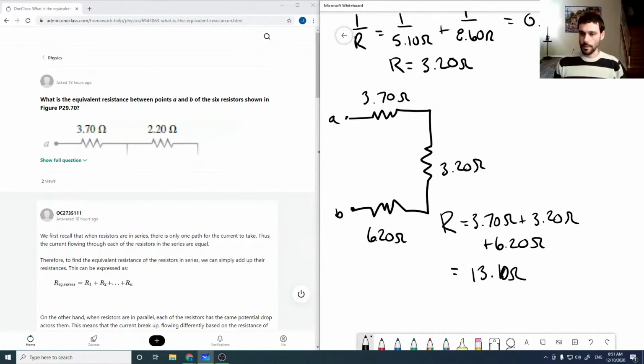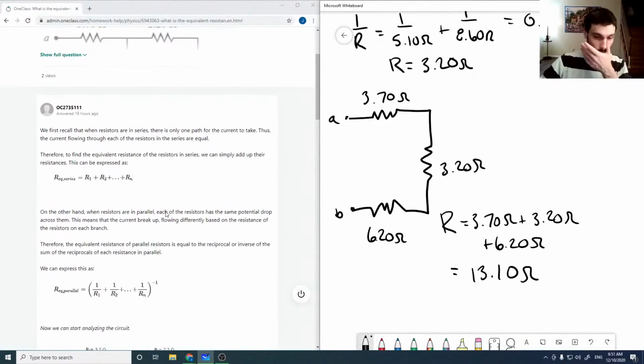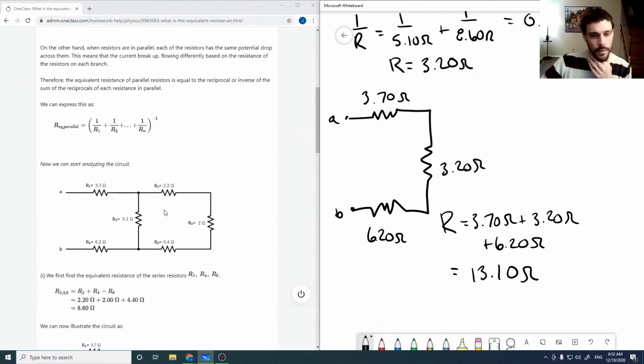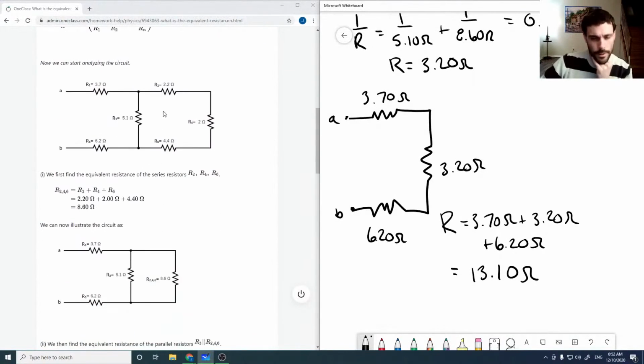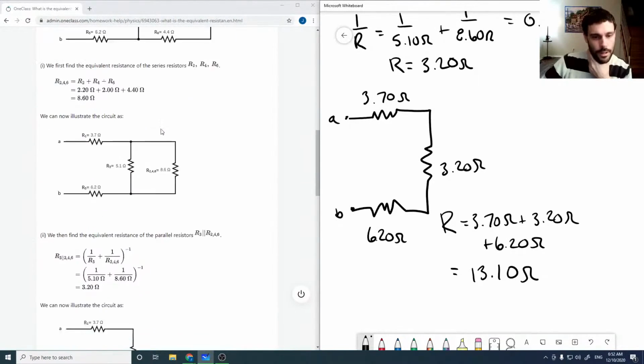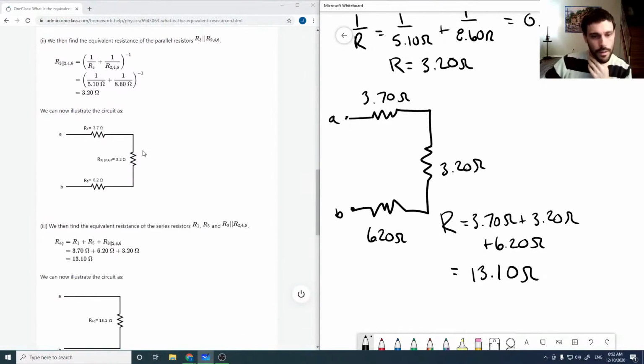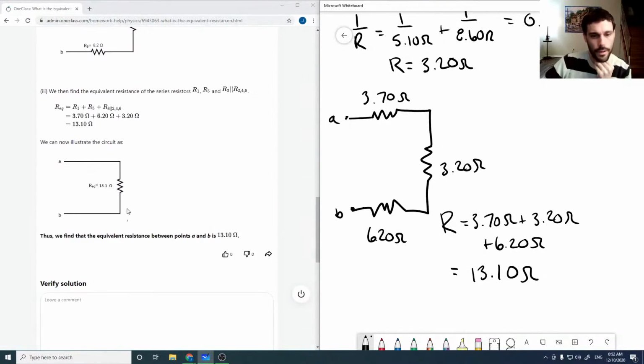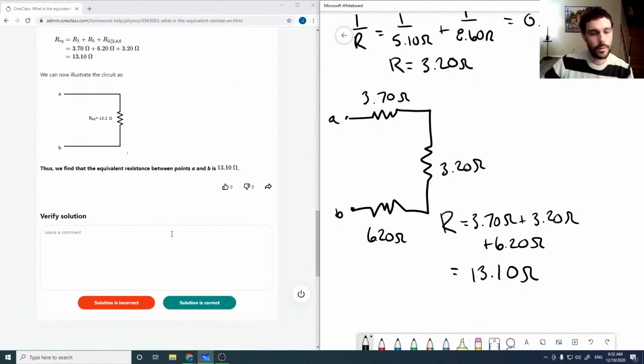13.10, I guess, in retrospect. There we go. So 13.10 ohms. So there's our total resistance between points A and B. So treat the first segment as series, then parallel, then series, and we get 13.10. So that looks good.